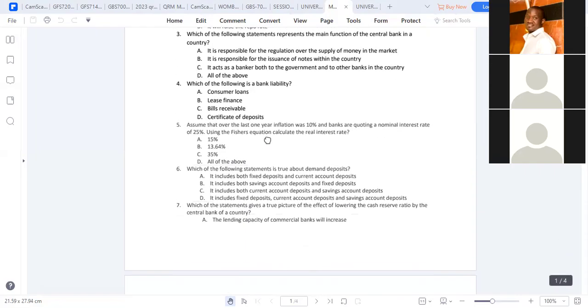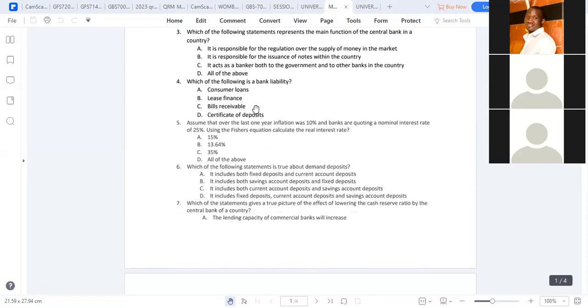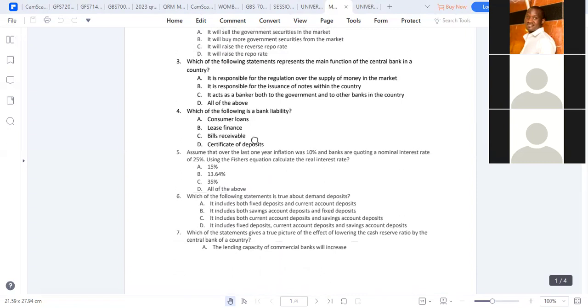Okay. Number 4. Yeah, moving too fast. I didn't even hear that question. Question number 3, which one represents the main function of the central bank? Number 1. Oh, okay. All of them are right. I thought you said money, so I got confused.